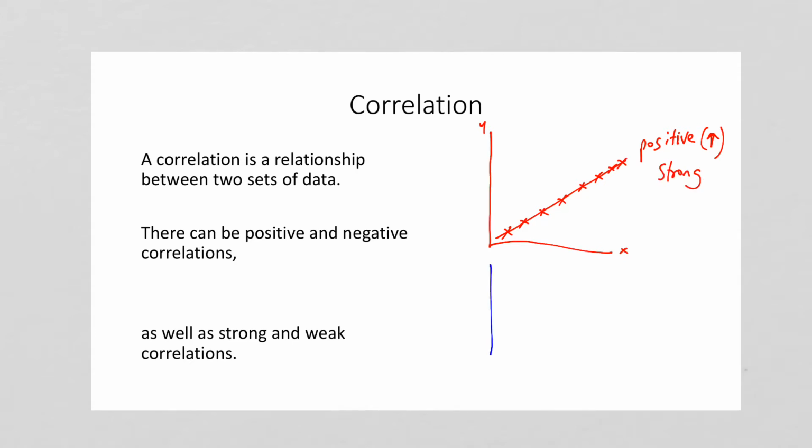A negative correlation would have a slope going down. And in this case, we can draw a weak correlation because the data points are further off the line. We'll put one on the line there. And we will have a weaker correlation there. They're still reasonably close, so it wouldn't be a terrible graph.